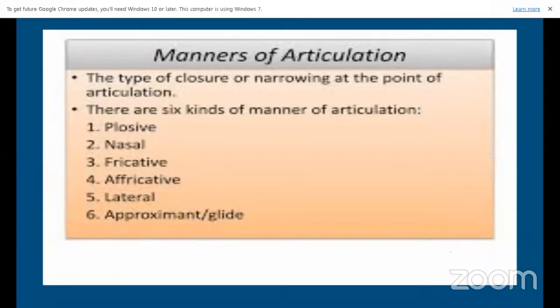One second. You can open your textbook to page number 87, manner of articulation. Okay? So they are plosives, affricates, fricatives, nasals, flaps, laterals, frictionless continuants, and semi-vowels.